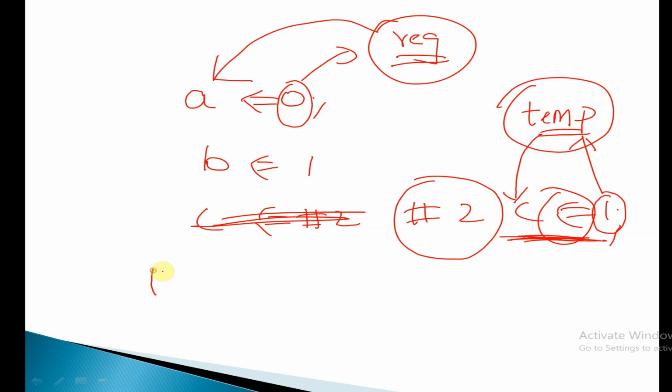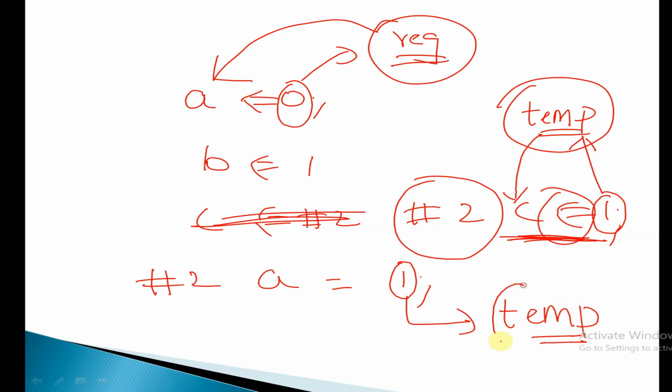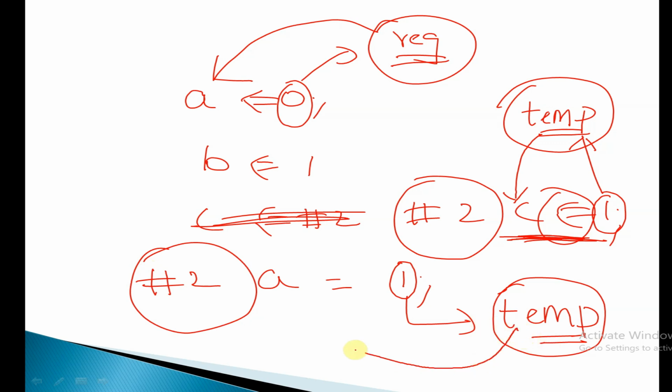If you have a delay, let's say #2 A is equal to 1, then at 0 time unit only, this 1 will be stored inside a temporary register. Then at the completion of these 2 time units, the value which has been stored inside this temporary register will be assigned to this A on the left hand side. So this is how a non-blocking assignment works.